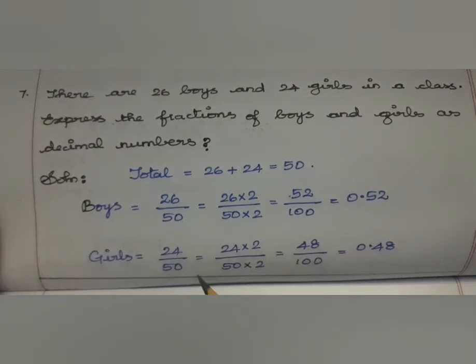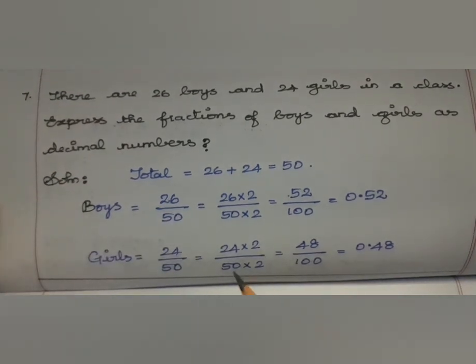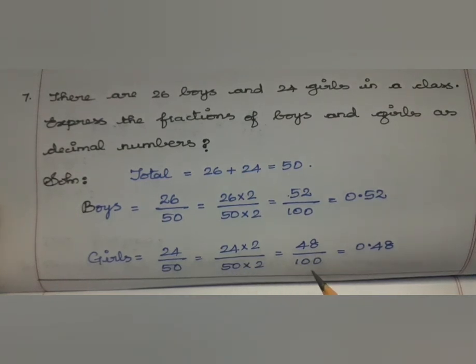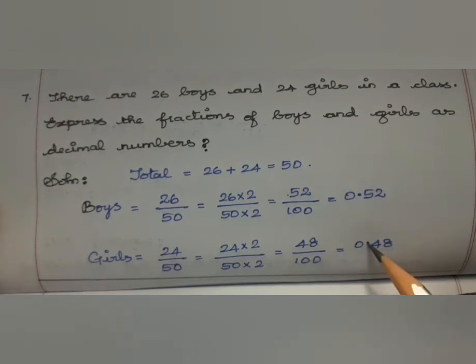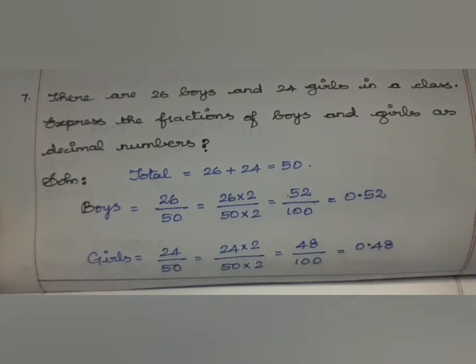So again 50, the nearest hundred is 100. So into 2. So 24 into 2 is 48 and 50 into 2 is 100. So place the decimal point before two numbers. Okay. So here 0.48. So this is the end.